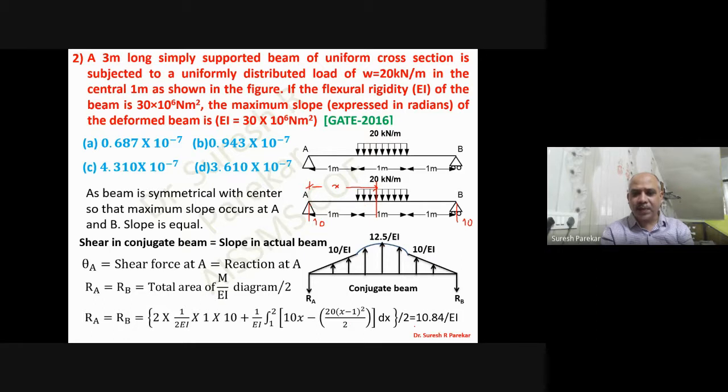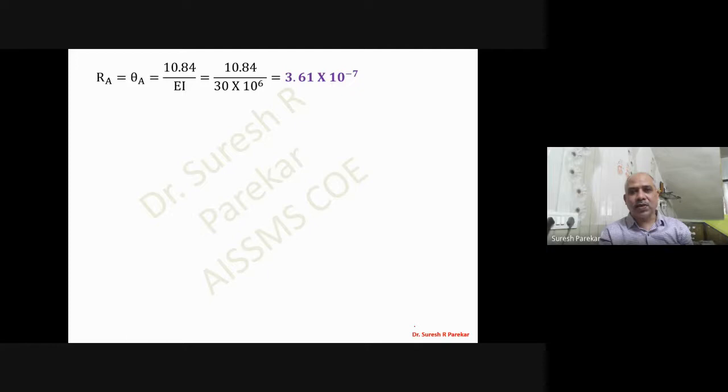And from this we will get 10.84 upon EI. So we have this option, 3.61 into 10 raised to minus 7. How this, we will have divided it by 30 into 10 raised to 6. You can see over here.